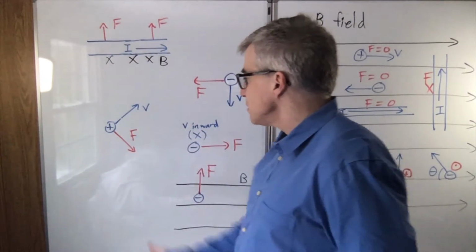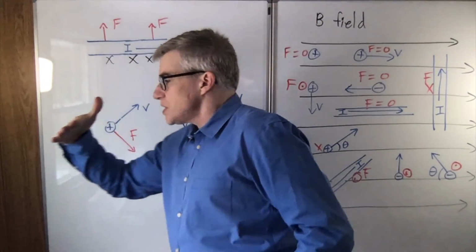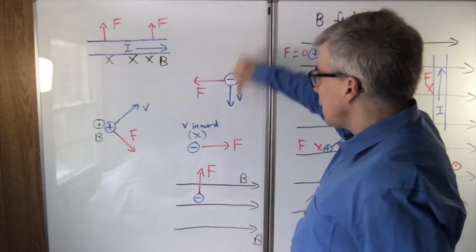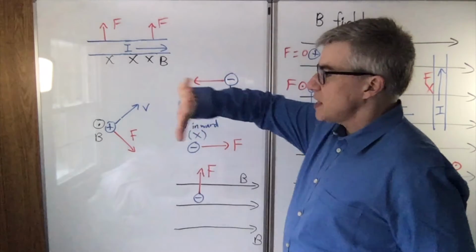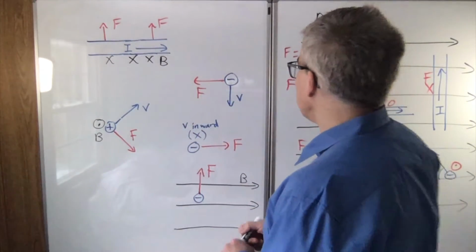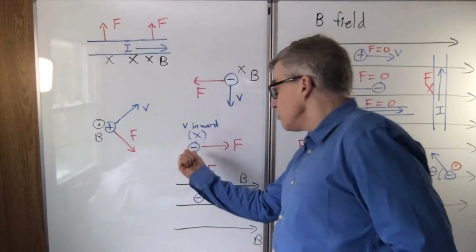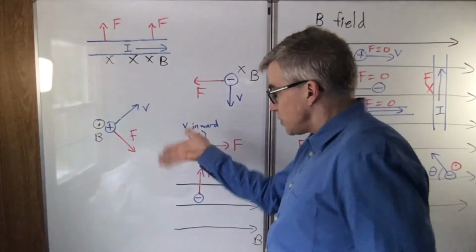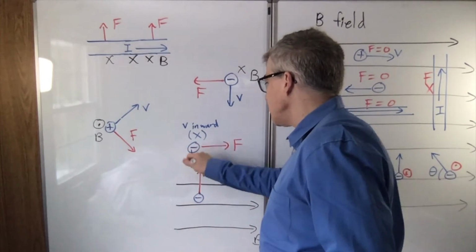Here, the velocity is that way. The force ends up that way, so the field must be out. Here we have the velocity that way. The force ends up that way, but that would be if it was a positive, so the field must be in. If the velocity is inward, and we know the force is that way, but it's a negative, so magnetic field must be pointed downward.